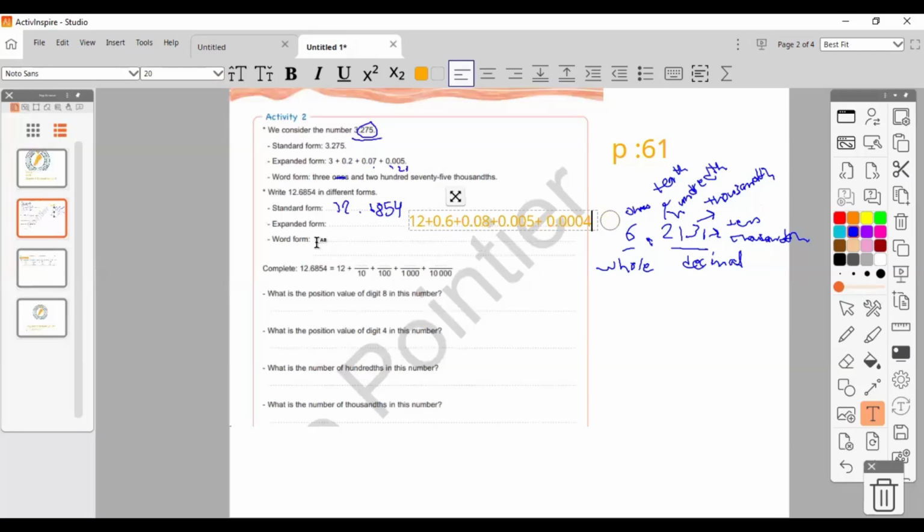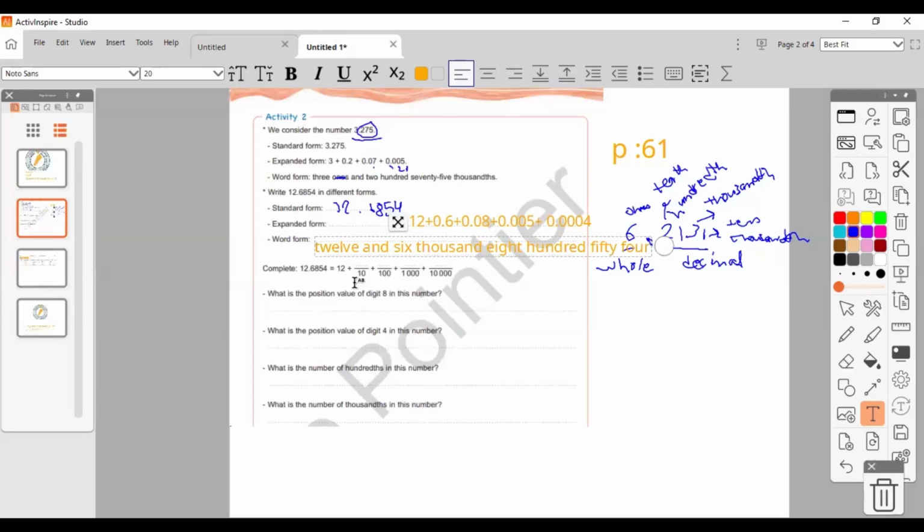Now the word form, let's write it in the word form. As we said, we read the whole part first. It's a 12, so we write a 12. And the point, I read it as "and": 12 and. Let's read after the point. I forget everything and I read the number as it is. It's 6,000 854.